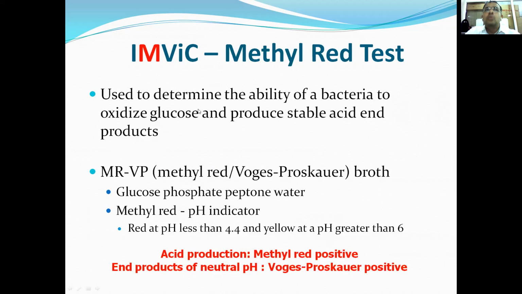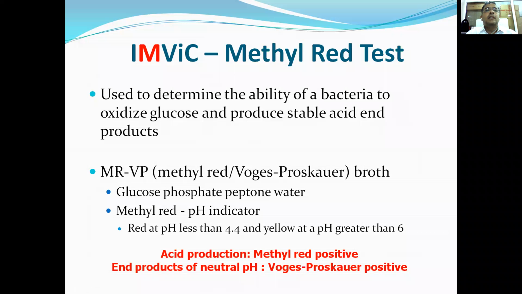Generally, to perform the methyl red and VP tests, a common broth is used, abbreviated as MRVP broth, which stands for methyl red Voges-Proskauer broth. This broth contains GPP water. GPP means glucose phosphate peptone water. Glucose acts as a substrate, and along with this, methyl red is added as a pH indicator.